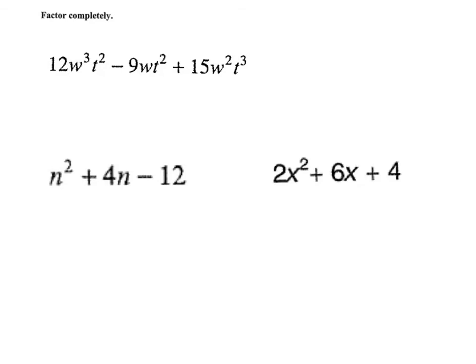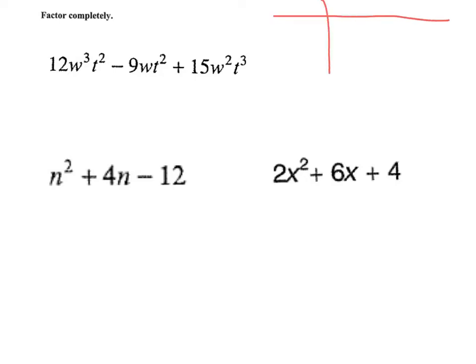Okay, so now we are going to be factoring completely. For the first equation, there are several things that we can factor out here. So we first look at the coefficients. We've got 12, 9, and 15. The largest number that we can factor out of 12, 9, and 15 is going to be 3.